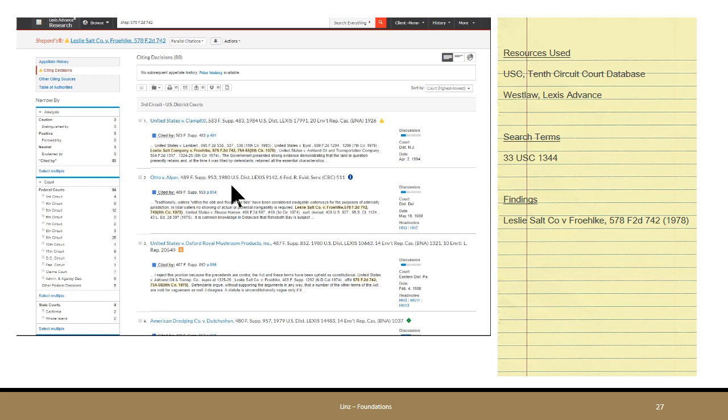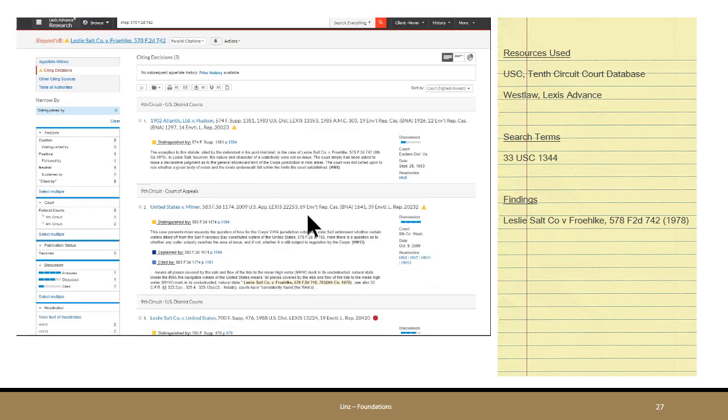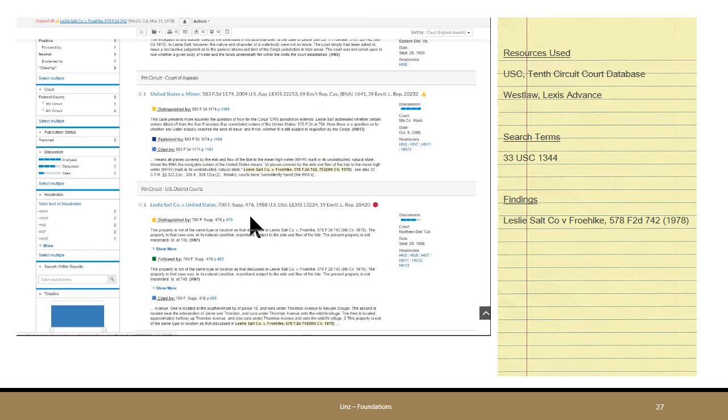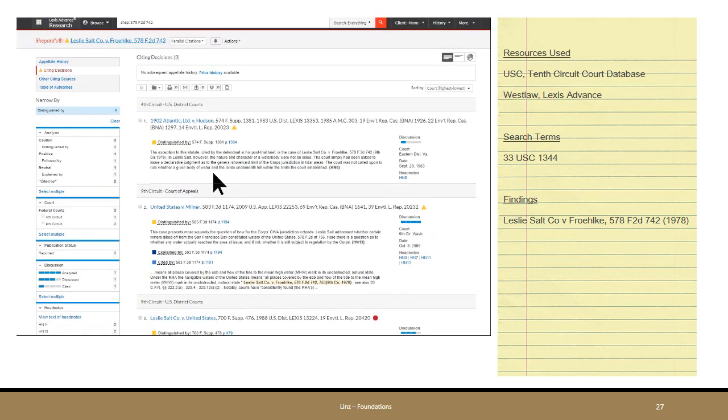So here are those cases, but now we'd like to find the negative cases, and the Lexis report shows 3 negative cases, 1 from the 4th, 2 from the 9th, the later Leslie Salt Company case. And here's Milner, that was identified in Westlaw as well. So one thing you note is that there were, I believe, 4 negative cases in Westlaw and only 3 here. So this is editorial judgment. The editors at Lexis and the editors at West can read it a little bit differently and come up with different conclusions about which cases treat it negatively.